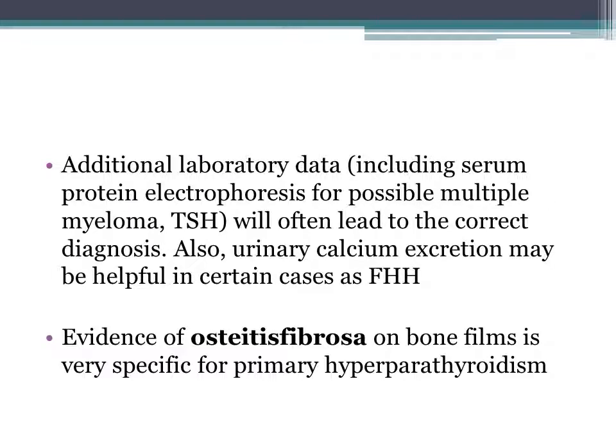Additional lab data may include serum protein electrophoresis for possible multiple myeloma as an important cause of hypercalcemia, and TSH for hyperthyroidism, because hypercalcemia will often lead to the correct diagnosis. Also, urinary 24-hour calcium may be helpful in cases of familial hyperparathyroidism. Evidence of osteitis fibrosa cystica on bone films is very specific for primary hyperparathyroidism.